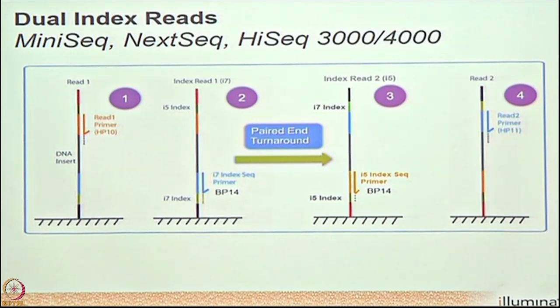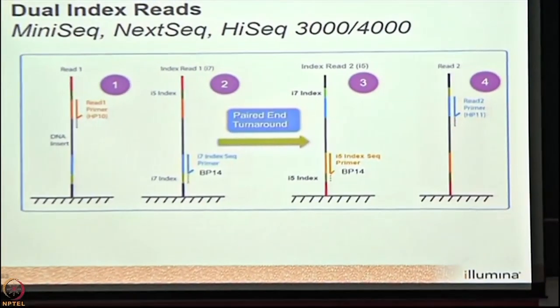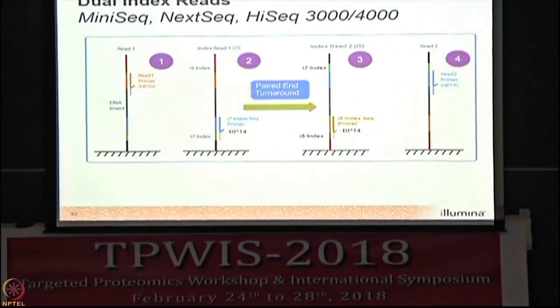Okay? So initially we sequence read 1. One question from when I was in Singapore during my training: one candidate asked a question to the trainer, and he was also not able to answer. So one candidate asked me, why do you need a separate read for indexes?